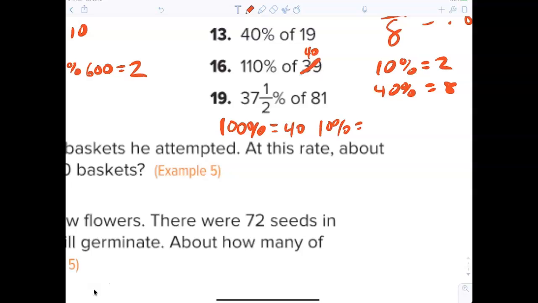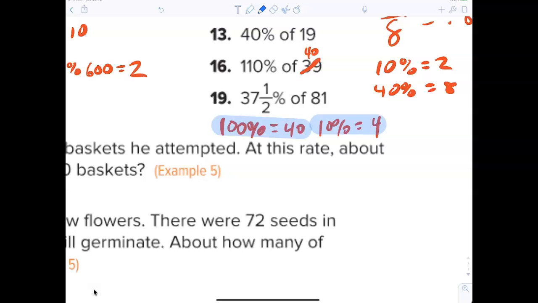So what's 110%? 44. True? Right? Because again, come on, I really want you to be good at this. 100% is just the number, right? So if we take 10%, we just add it. 100% plus 10% is 110%. 40 plus 4 is 44.